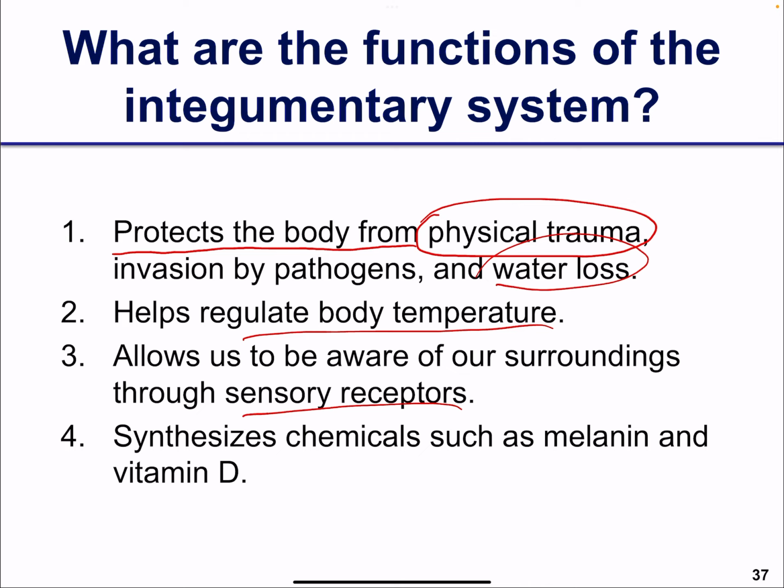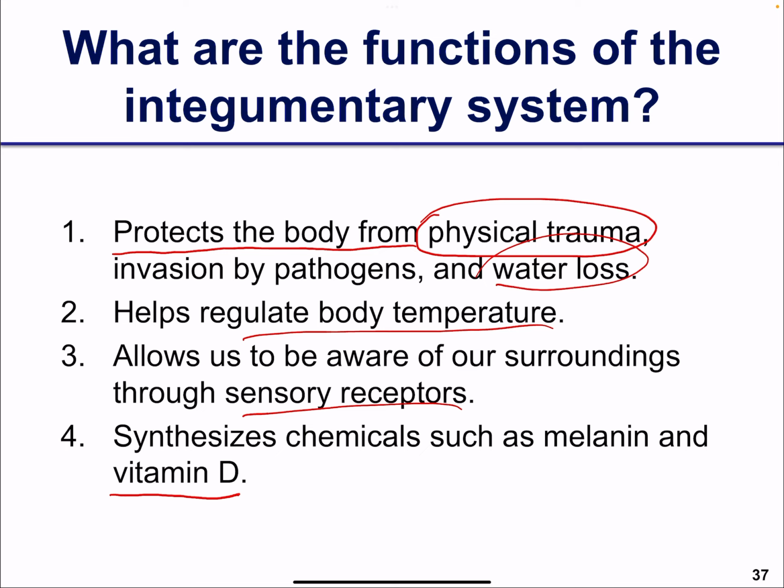The integumentary system is also the region where vitamin D is produced. Now, vitamin D is very important in the absorption of calcium. And calcium plays a very important role in the structure of the bones, but also in muscle contraction and so many other aspects of our health.